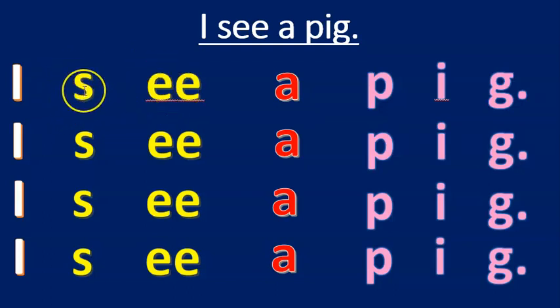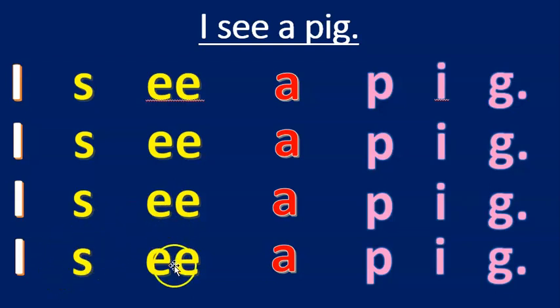Okay, so this S makes the S sound. These two letters, E, all you're going to say here is E. Watch, let's do it together. S, E. Let's do the next line. S, E. Let's do it again. S, E. Last time, let's say it together.